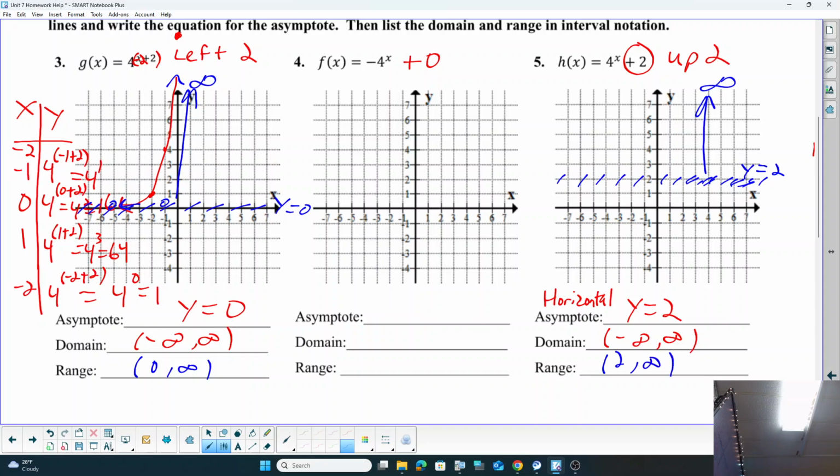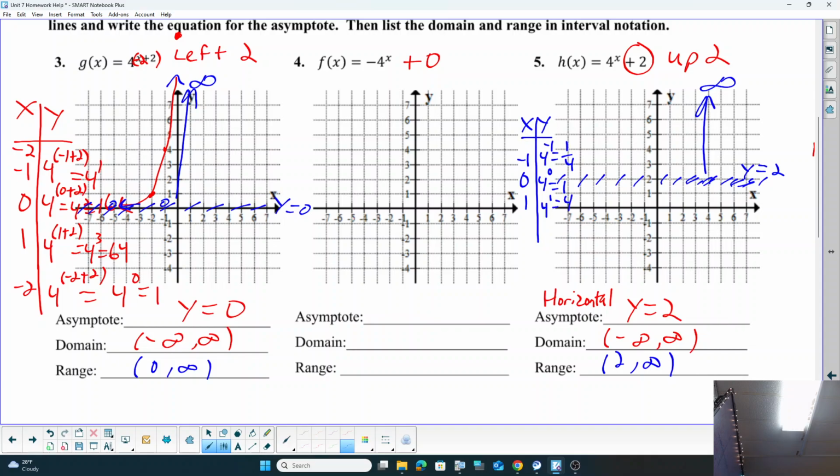Okay, then our graph for number 5. So we're doing 4 to the x power one more time. Let's go ahead and do those numbers again. We have an xy table. We're doing -1, 0, 1. So 4 to the -1 is a 4th. 4 to the 0 is just 1, and then 4 to the 1 is 4.